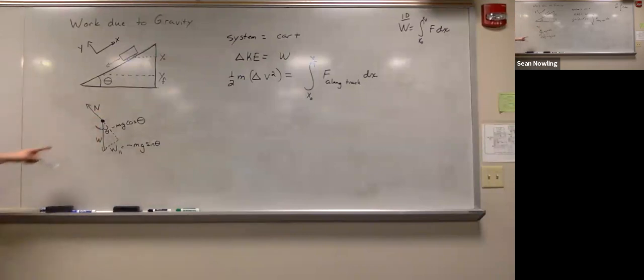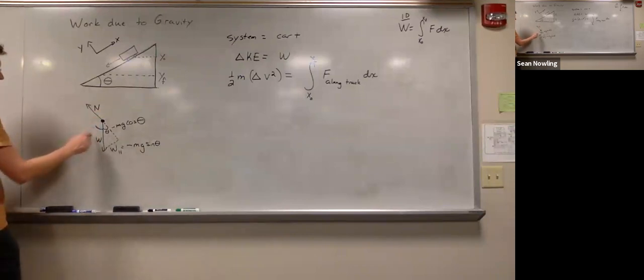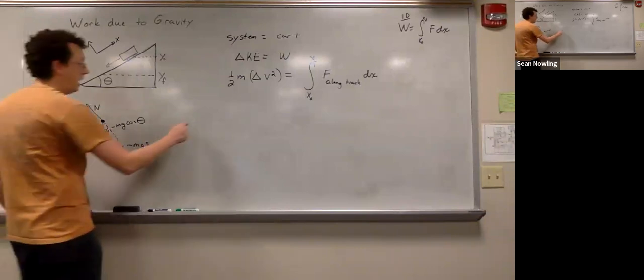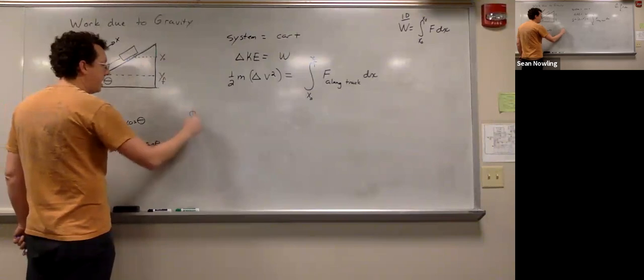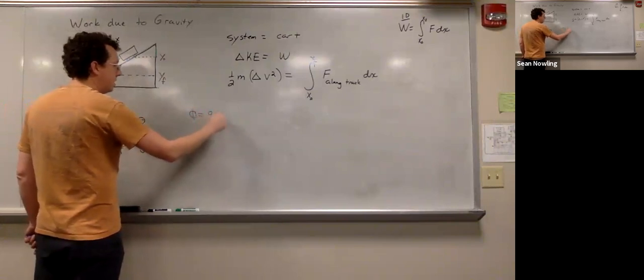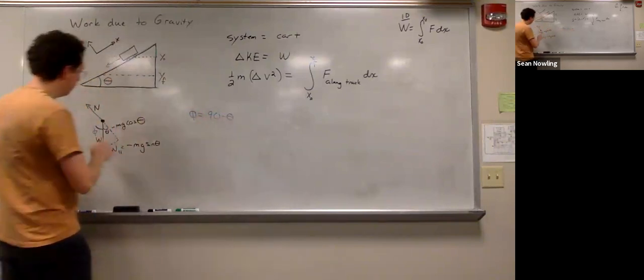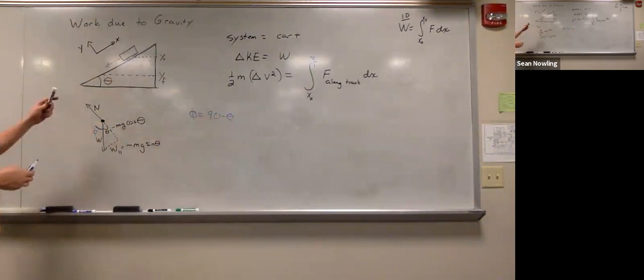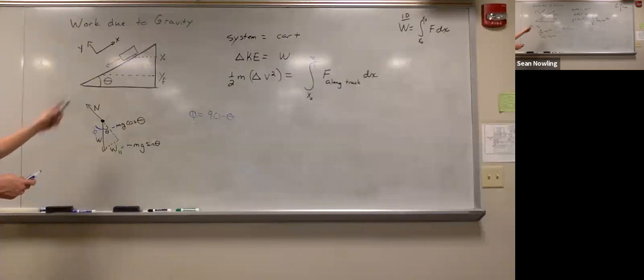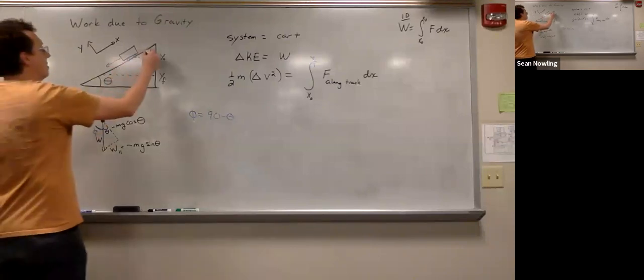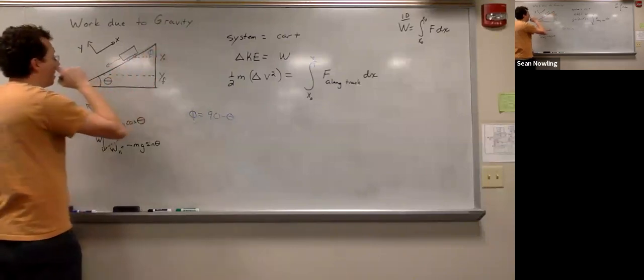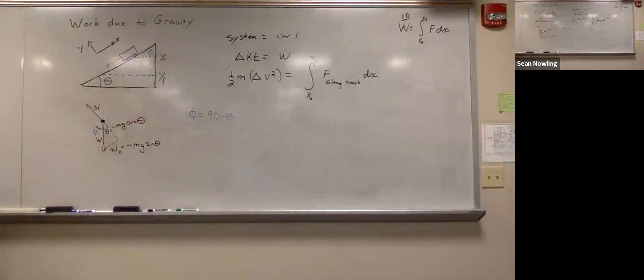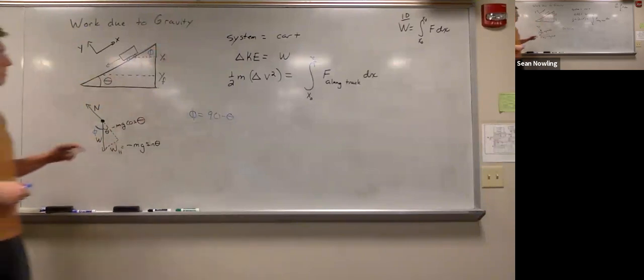The angle relative to the track, let me call this angle in blue phi. Okay? And what I know is that phi equals 90 minus theta, if you just look at it. Phi is the angle the track makes with respect to the vertical. It's up here. This is the phi. Okay, phi is at the top.